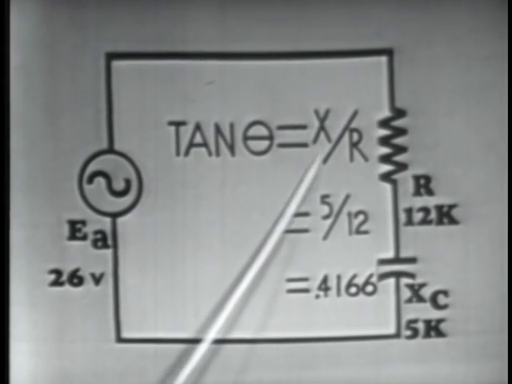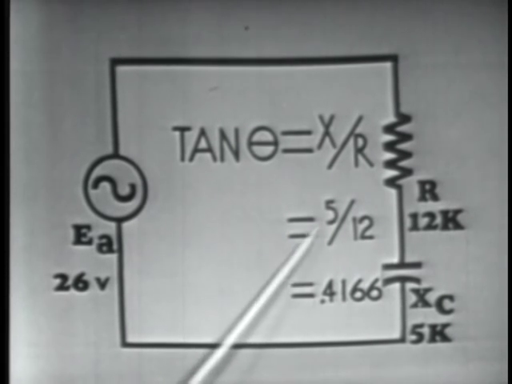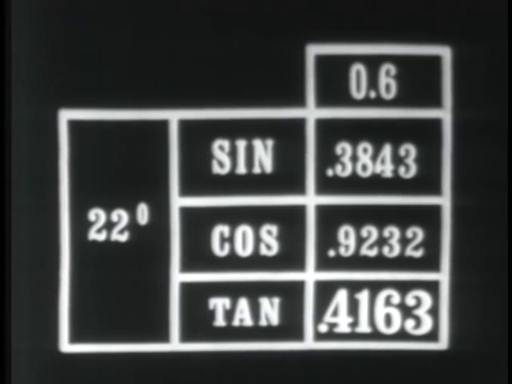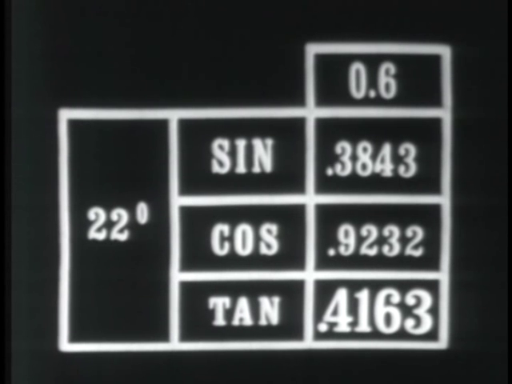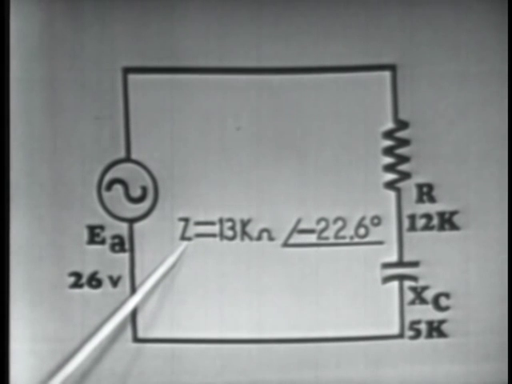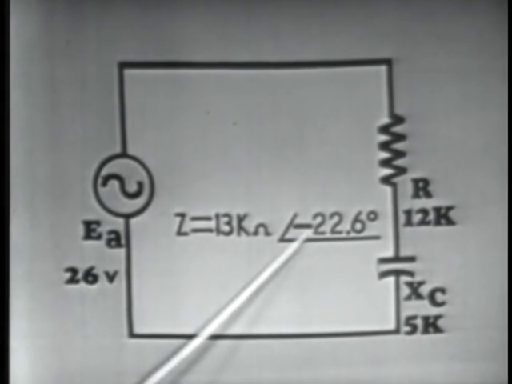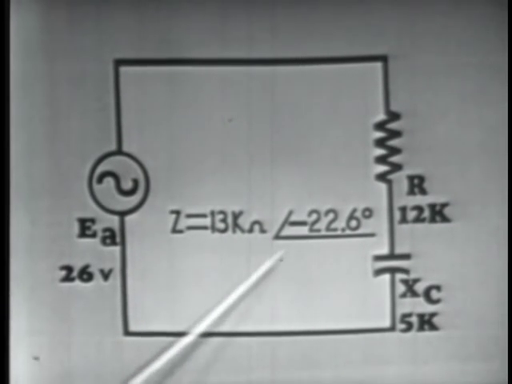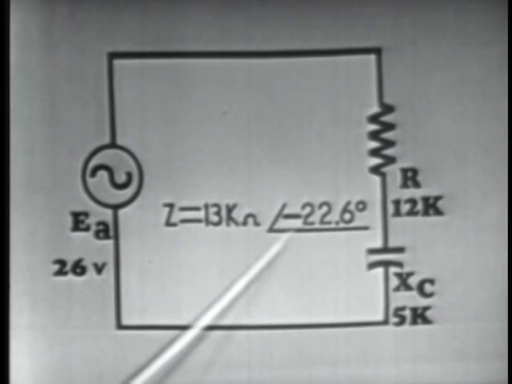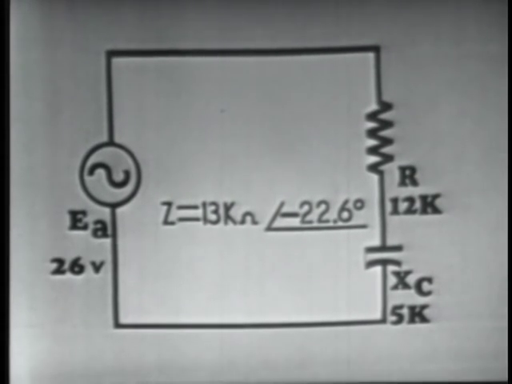To determine our impedance angle, we can use the tangent trig function. The tangent of angle theta is equal to X over R, or X sub C divided by R. 5 divided by 12 is equal to 0.4166. Looking at our trig tables, 0.4166 is nearest to 0.4163, and that gives us an angle of 22.6 degrees. Using this information, now we can write our impedance as equal to 13 K ohms at an angle of minus 22.6 degrees. Now you recall, this is polar notation. We give the magnitude of the impedance, and we give the direction of the impedance as minus 22.6 degrees.